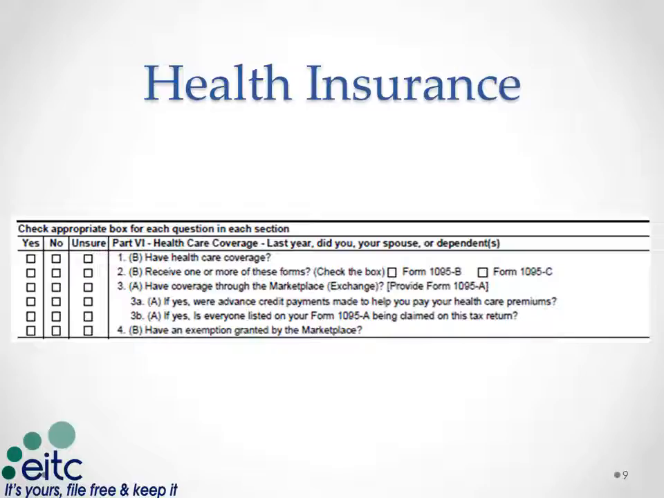What you need to know for the interview is that taxpayers will need to bring their health insurance tax forms with them to the site. So this could be, you see here in number 2, Form 1095-B or Form 1095-C, or if they have insurance through the marketplace, it will be a 1095-A.